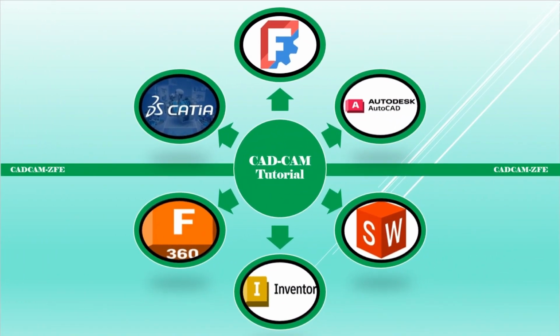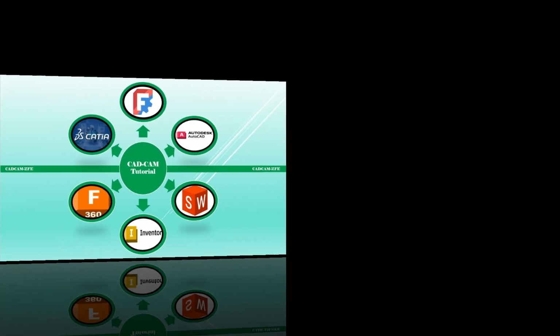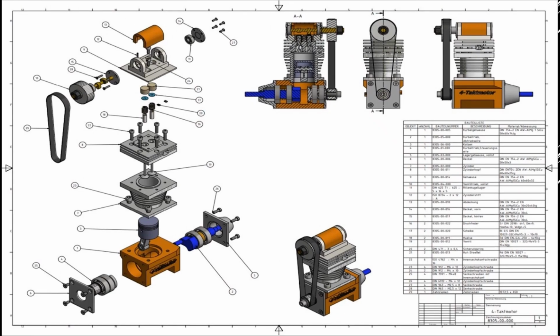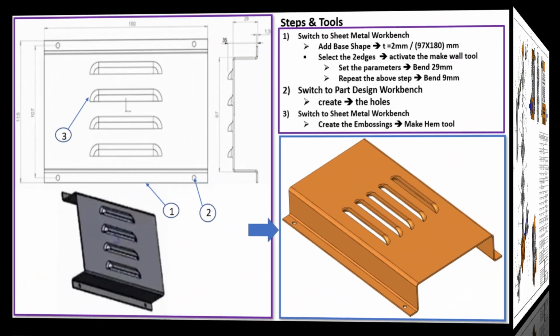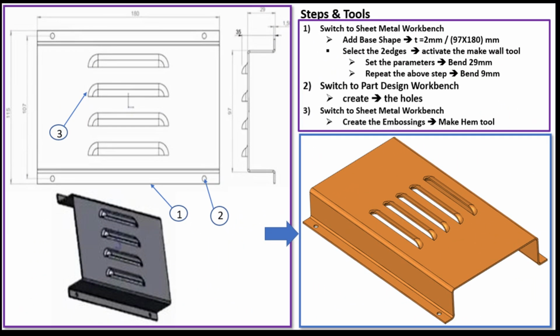Today I will show you how to create and bend the sheet metal and also how to add the louvre embossing to this sheet metal. This is the exercise for today: we need to convert this 2D sheet metal drawing into this 3D sheet metal part.